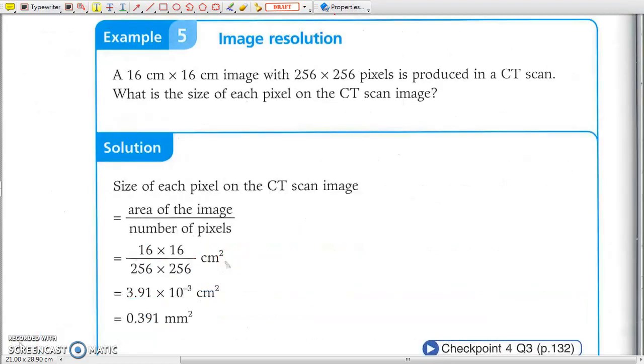Example 5. Image resolution. This question is straightforward, and it involves no physics. Let me leave it to you.